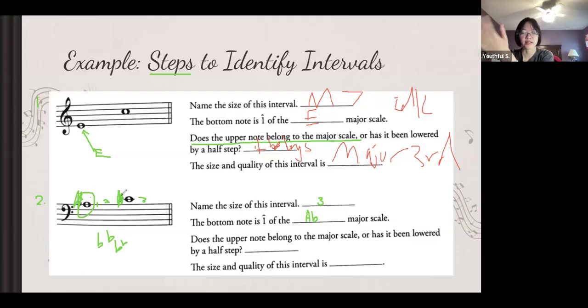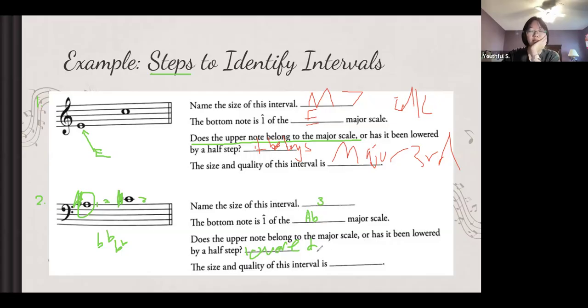Only look at A and C. Since they've both been lowered, you can just raise them both the same amount. So A and C natural are the exact same as A flat and C flat. If you think about it, C is not part of A major scale, because A major has a C sharp. So this one is lowered.